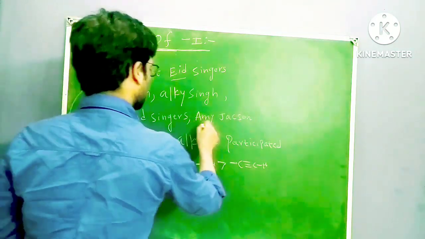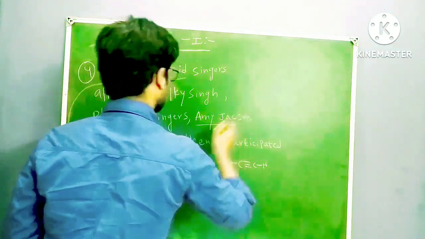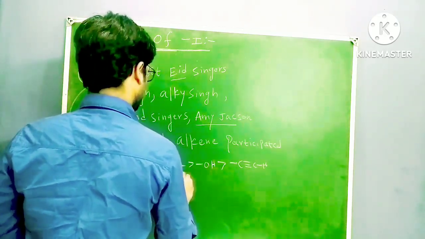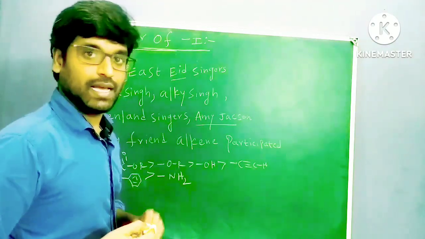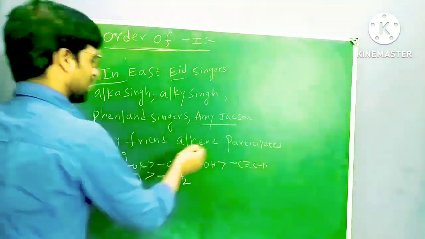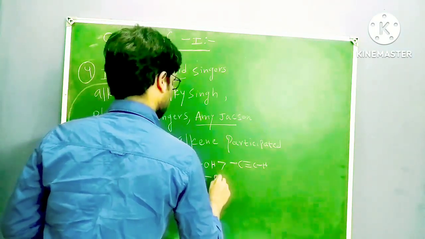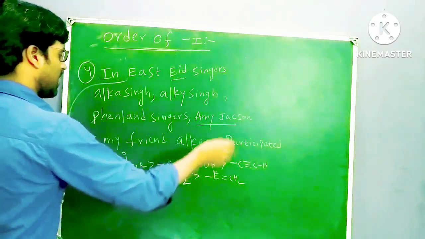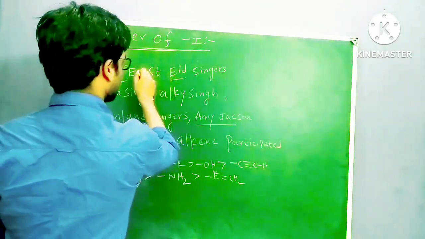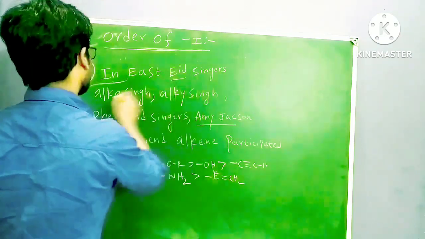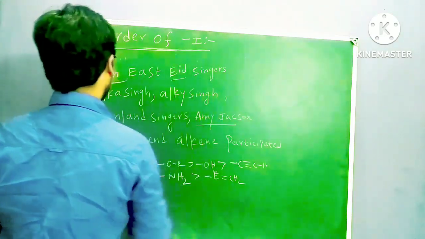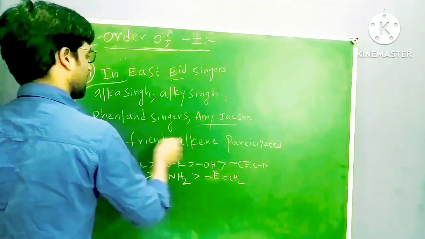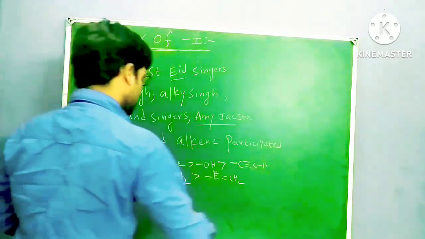Finland singers, and Amy Jackson means amine, that is NH2, amine, right? And my friend Alkene, finally Alkene, that is CH double bond CH2, right? So this is the order: in east means ester, Eid, ether, singers Alka Singh, alcohol, Alki Singh, alkyne, Finland singers phenyl, Amy Jackson, amine, alkene participated. So these are the tricks.